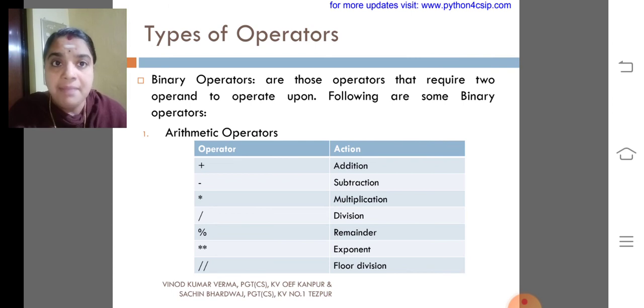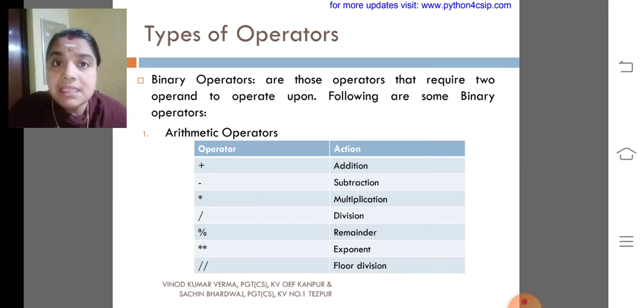Coming to the second type, the binary operators are those operators which have 2 operands. 2 operands like A plus B. A and B are the operands. A minus B. A into B. A divided by B. A mod B. And A exponent B. A floor division B. Like that we have many arithmetic operators.